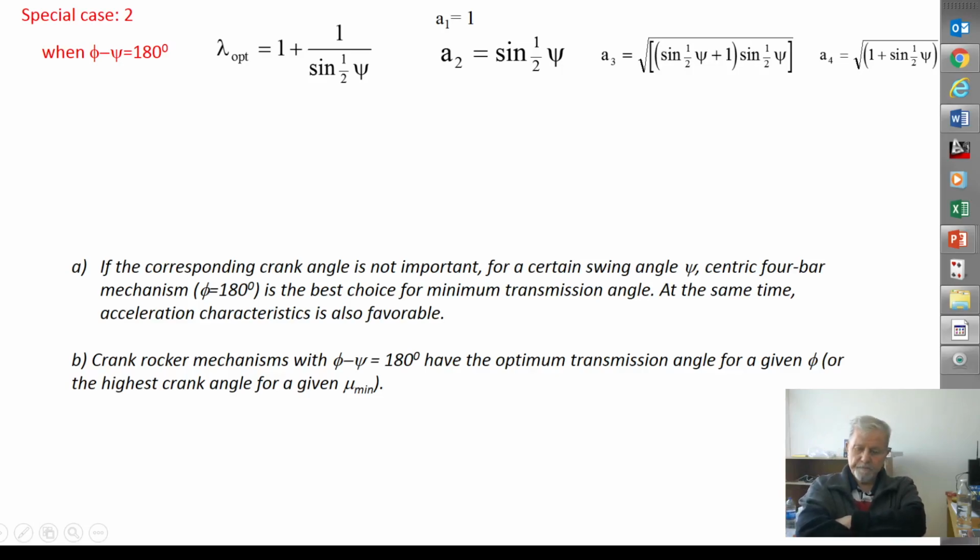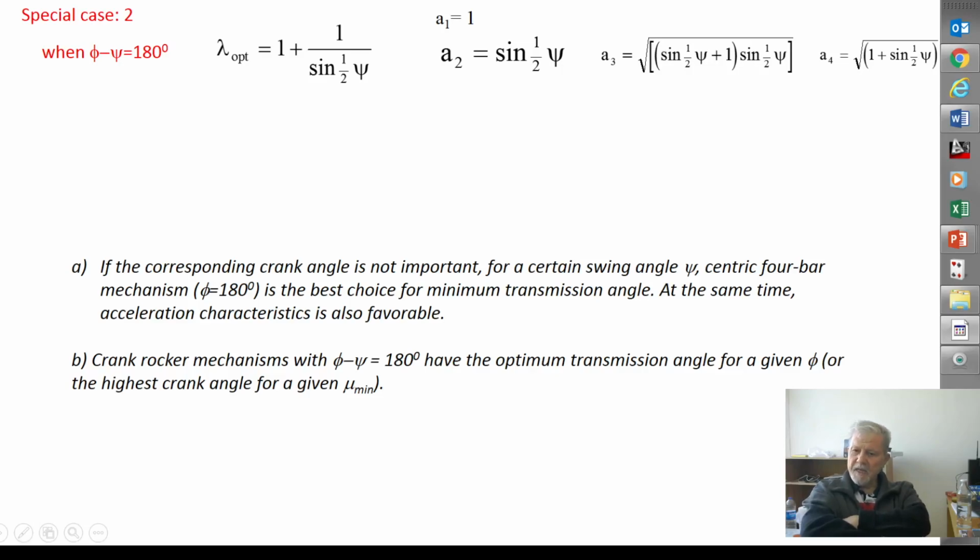In general, if the corresponding crank angle is not important, meaning time ratio is not important, if you want to design for a certain swing angle, psi, centric forward mechanism is the best in terms of transmission angle. And this centric forward at the same time has the most favorable acceleration characteristics.